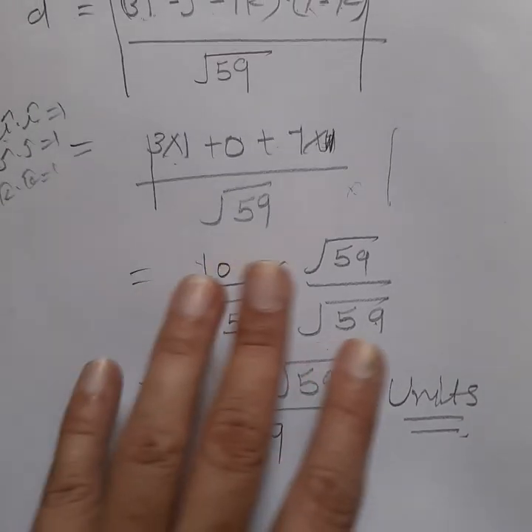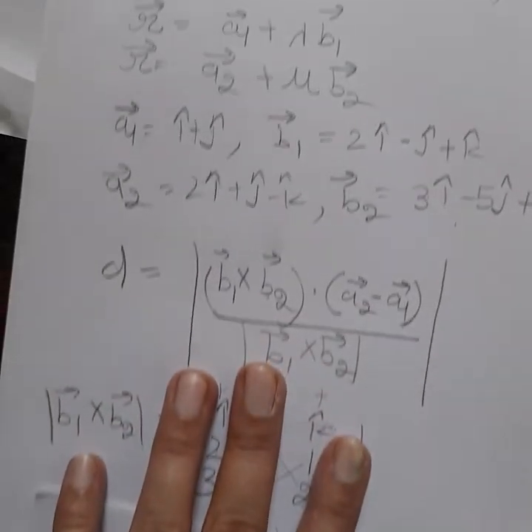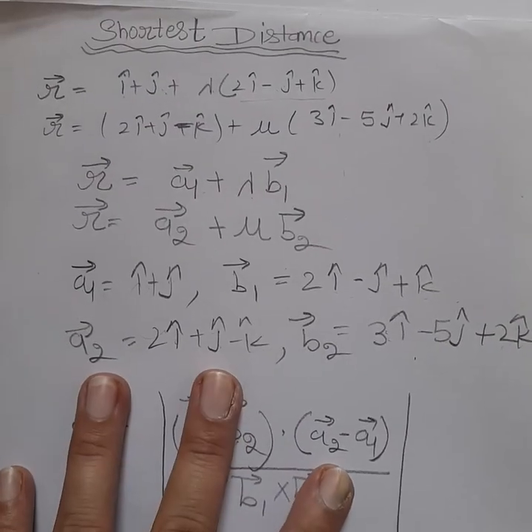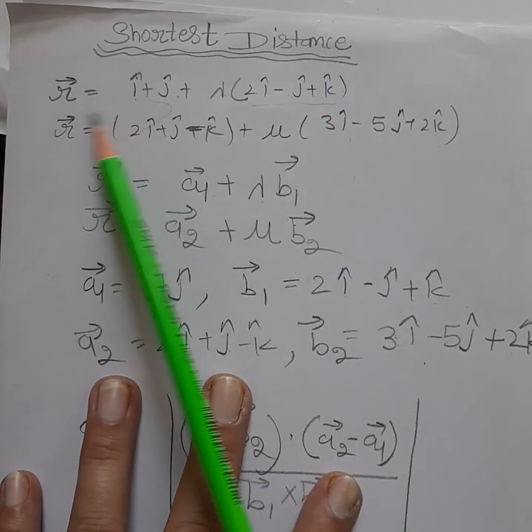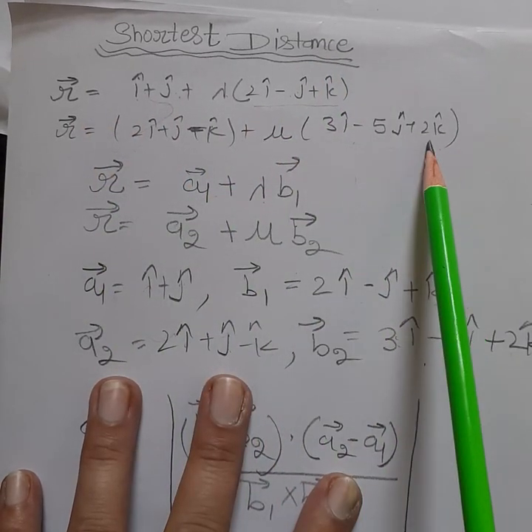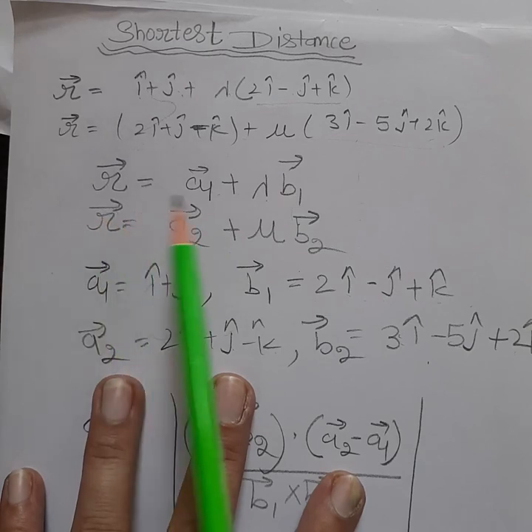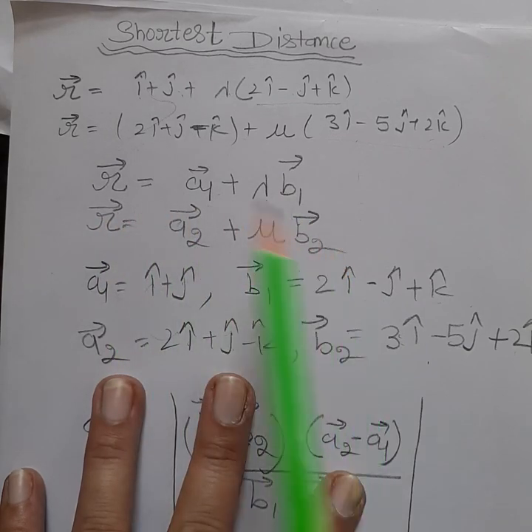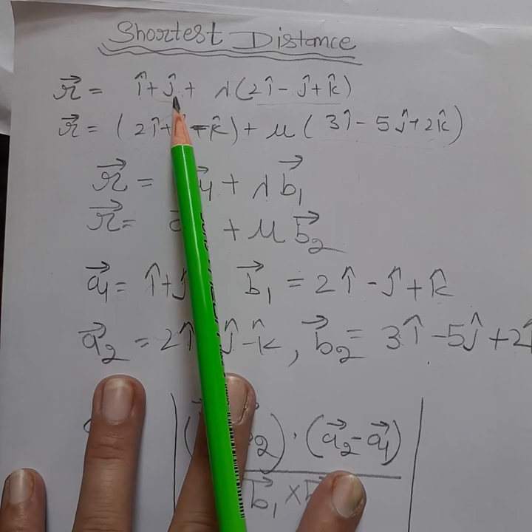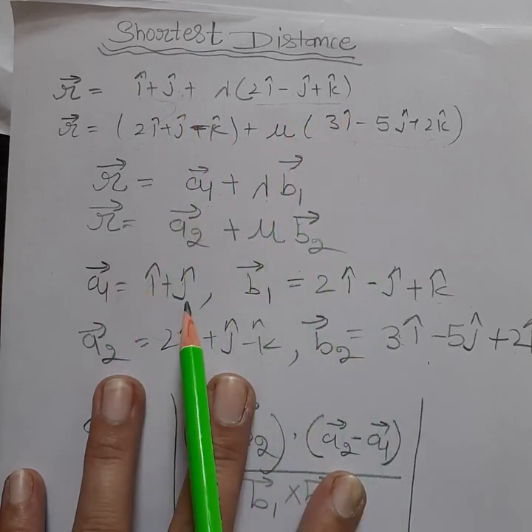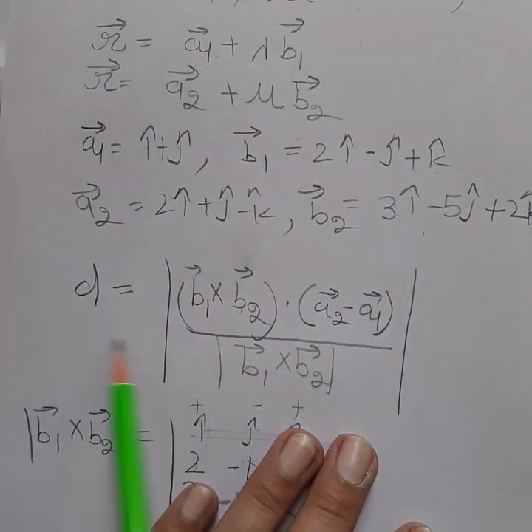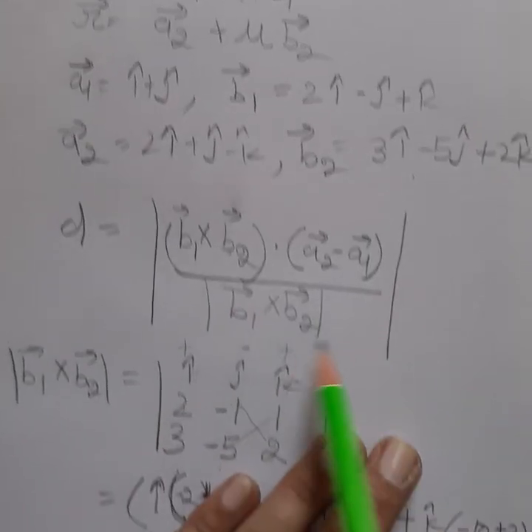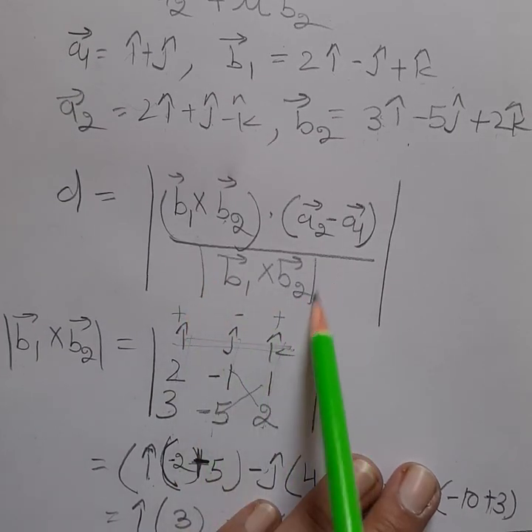Okay, now I repeat my process of doing this question. How we can find the shortest distance? For this, first of all, we have the two equations in our question. After that, we write these equations in our vector form, and by comparing this vector form to the original equations, you get a1, b1, a2, b2. After that you have to write the formula: b1 cross b2 dot a2 minus a1, and we can write here b1 cross b2 the modulus.